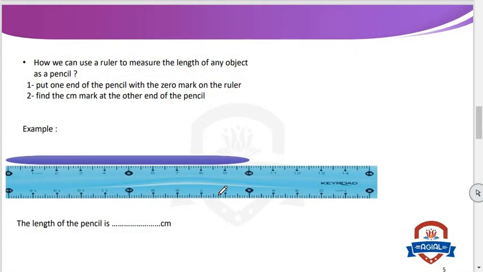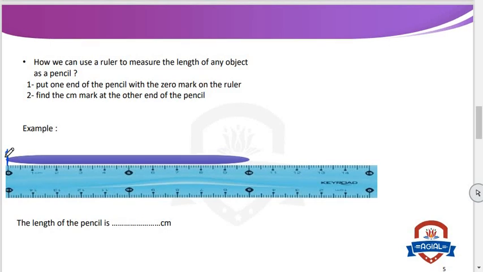Okay, after it, how can we use a ruler to measure the length of an object, like a pencil? How can we use a ruler? Do you have a ruler? Okay. How can we use it to find the length of a pencil, the length of a book by centimeter? We have two steps. Number one, put one end of the pencil with the 0 mark on the ruler.